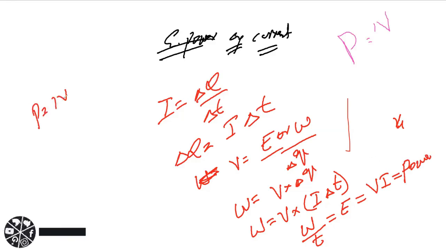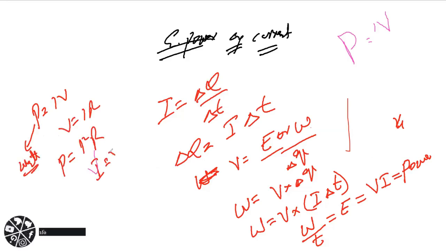It means that if current and voltage are given to you, then you can find the power. The unit of P is watt. If V is equal to IR, then P will be equal to I squared R. And if I is equal to V by R, then P is equal to V squared by R. So it depends on the given data.